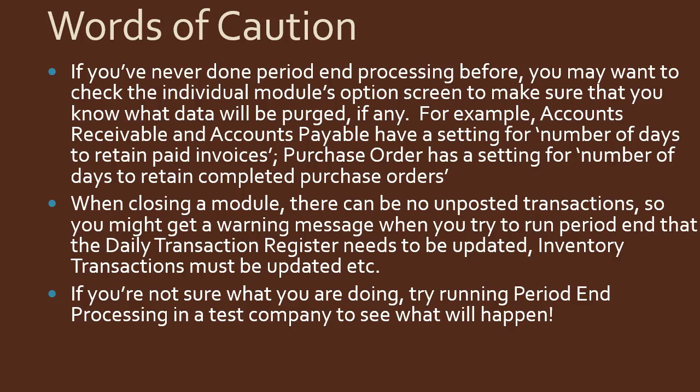When closing a module, there can be no unposted transactions. For example, you might see a warning message when you try to run period end that the daily transaction register needs to be updated, or perhaps inventory transactions need to be updated. Finally, if you're not sure what you're doing, try running period end processing in a test company to see what will happen. If you purge data by mistake, there is no undo button. You'll have to restore from backup if you want to get that data back.